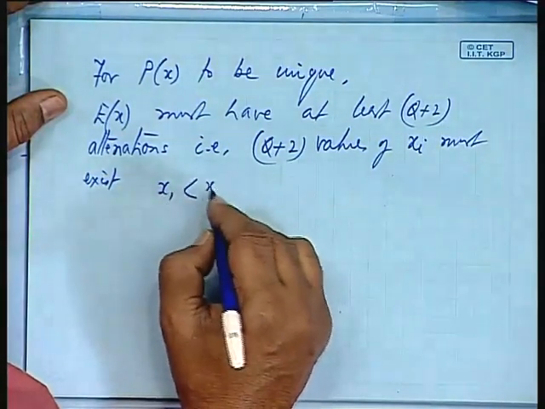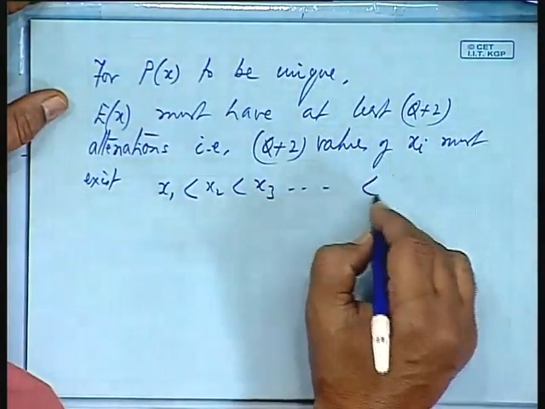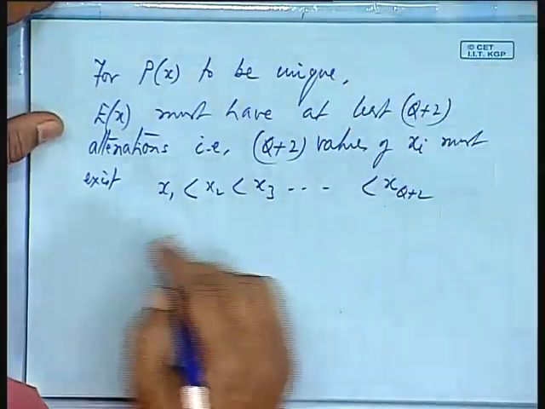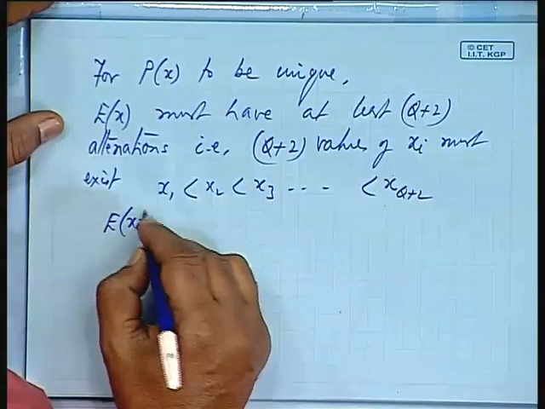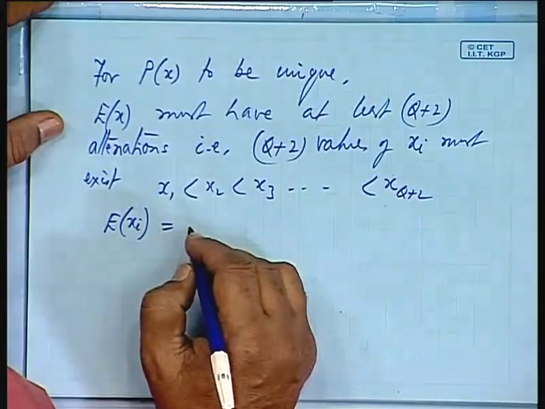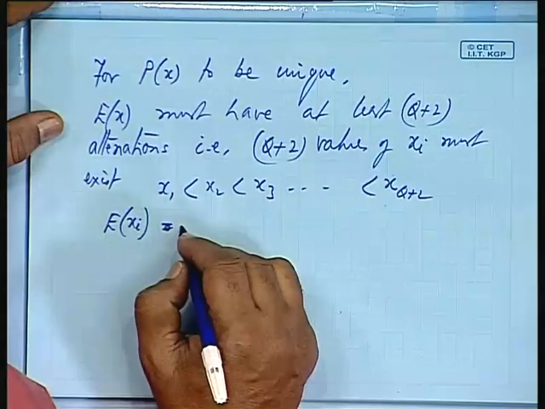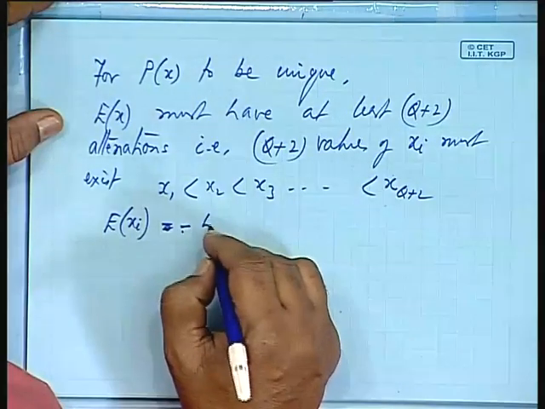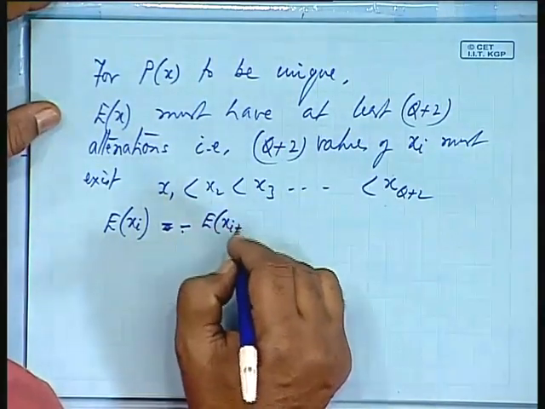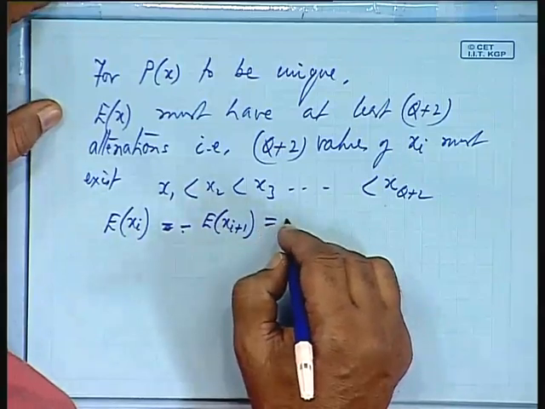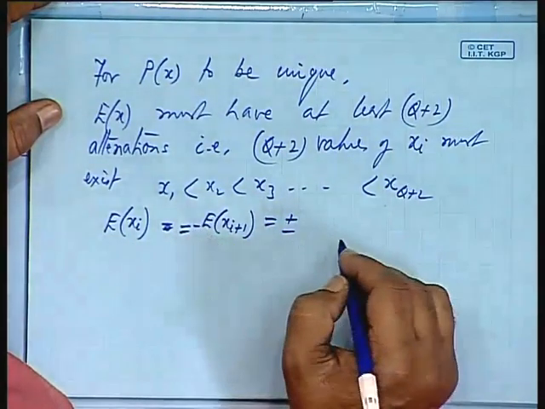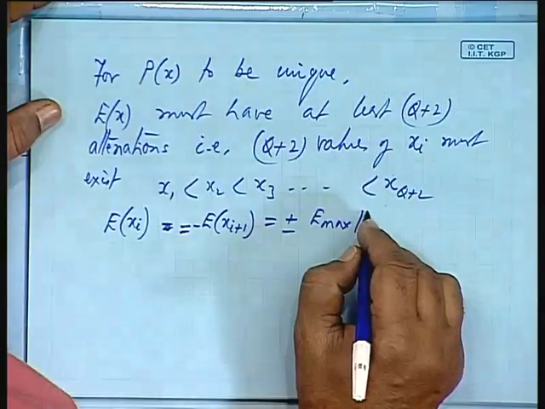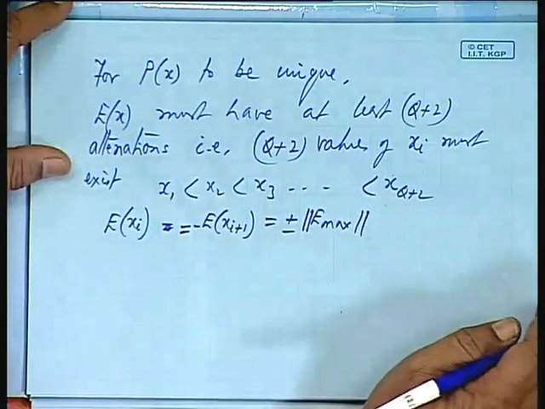that is x1, x2, x3. I should be able to get q plus 2 points, and Exi must be Exi minus Exi minus 1, xi plus 1 equal to minus Exi plus 1, equal to plus minus E max. What does it mean?